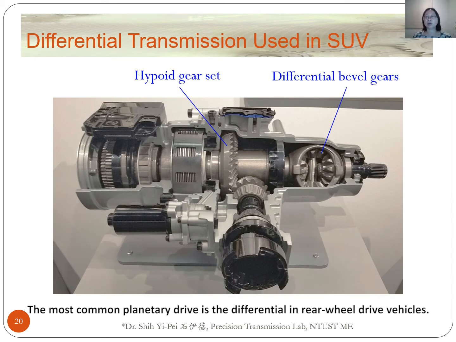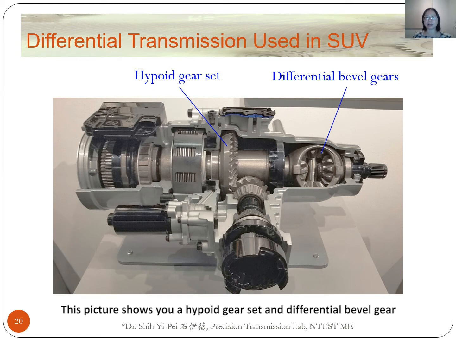The most common planetary drive is the differential in rear-wheel drive vehicles. This picture shows you a hypoid gear set and the differential bevel gears used in a 2-speed rear drive module as part of an all-wheel drive powertrain for a 2015 SUV.